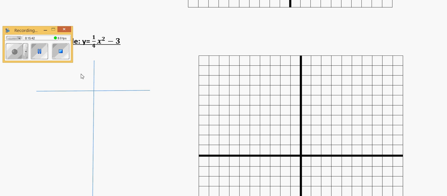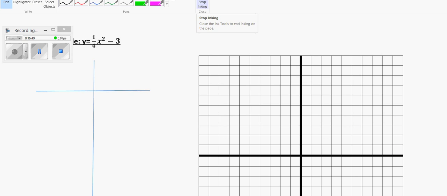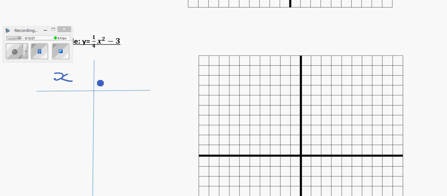Okay, and so now we are going to carry on to our last example here, which is y equals 1/4 x squared minus 3. So again, we are going to label our columns as x and y, and we're going to use the same test points, -2, -1, 0, 1, and 2. And then we're going to put our x points into our equation and solve for y.